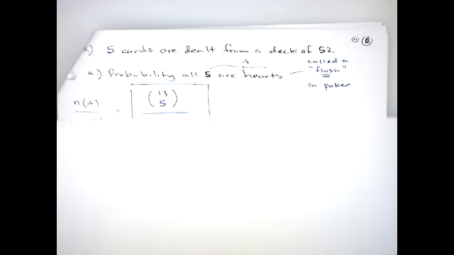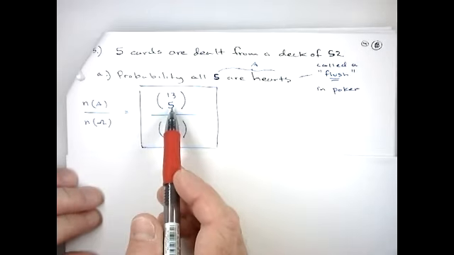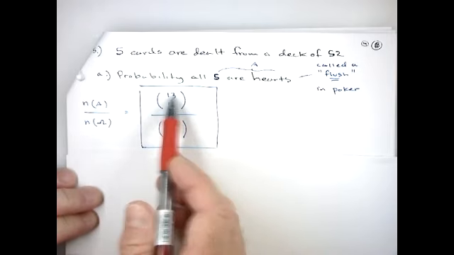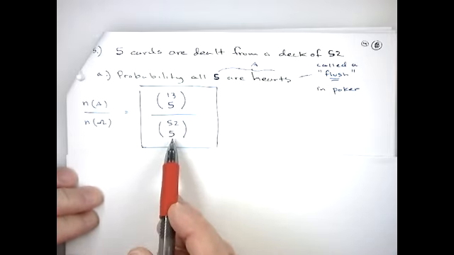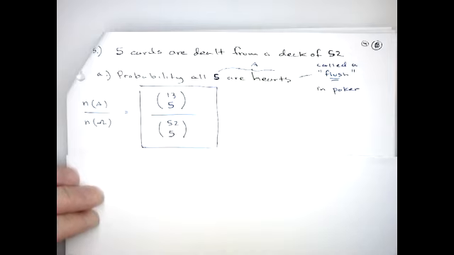Now, how would we count that? Well, we need to know the number of ways of picking 5 hearts out of the 13 hearts. That would go in your numerator, divided by the number of ways of picking 5 cards out of your 52 total. I didn't work that out, but I'm guessing it's pretty small.